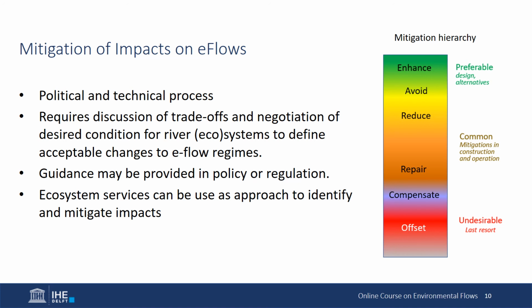We talked before about mitigations. Applying the mitigation hierarchy is more a political than a technical process. The assessment of e-flows, especially when it's related to changes in ecosystem services, gives information that the stakeholders can use to negotiate ways to achieve the desired condition for a river or to decide appropriate compensations for the losses of services or other goods.